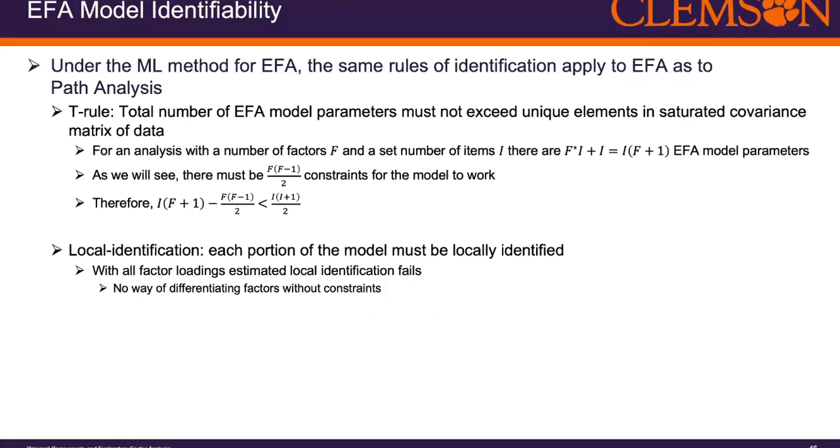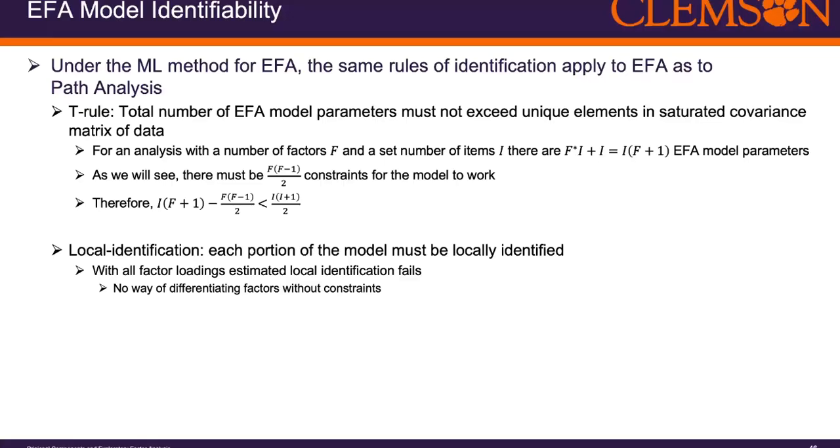Turns out exploratory factor analysis is identified the same way as confirmatory factor analysis and path analysis. First, the number of model parameters must not exceed the unique elements in the saturated covariance matrix of the data. So we can't have the total number of factor loadings and unique variances exceed how many covariances we can estimate. Right. So for factor analysis with F factors and I items, there are a total of I times F factor loadings plus I unique variances in the EFA measurement model parameters.